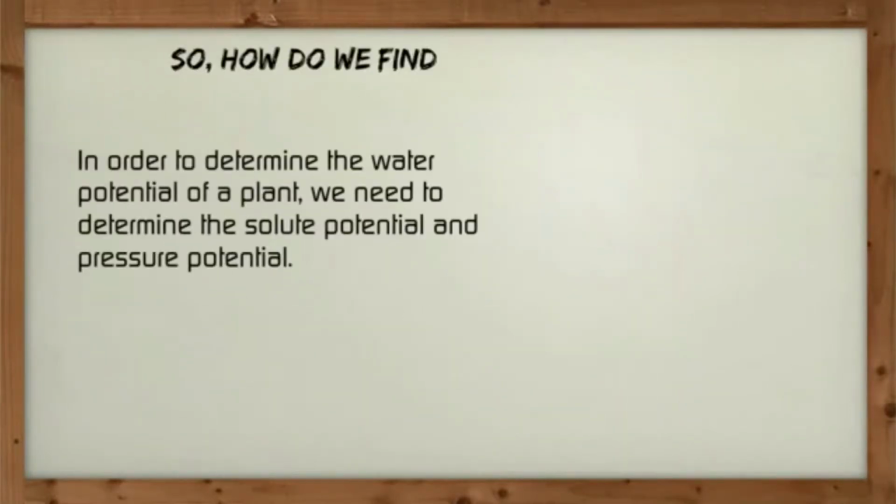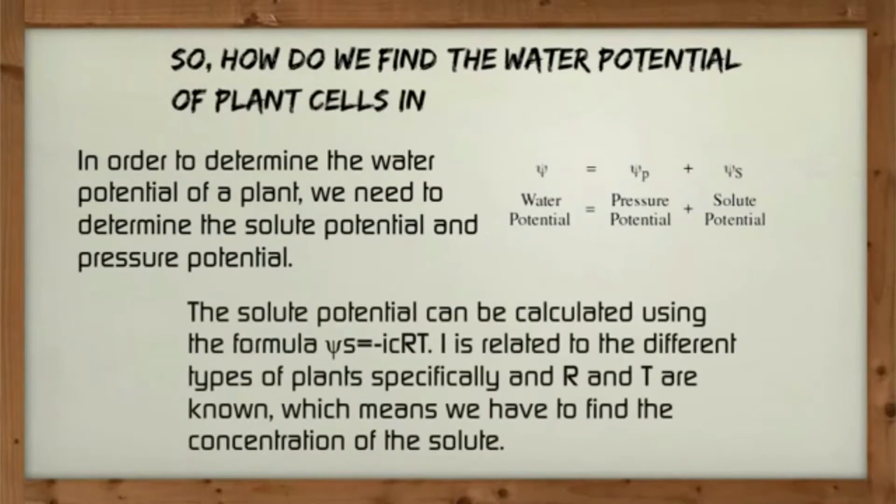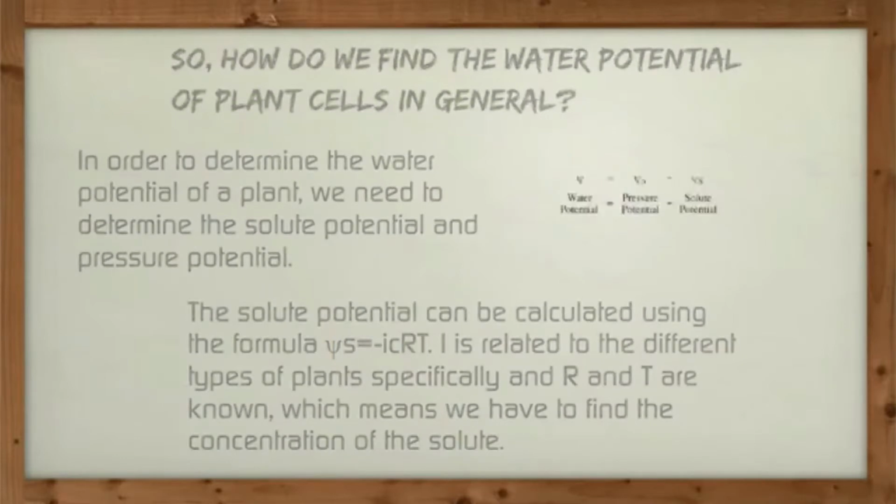So, how do we find the water potential of plant cells in general? In order to determine the water potential of a plant, we need to determine the solute potential and pressure potential. The solute potential can be calculated using the formula psi s equals negative iCRT. i is related to the different types of the plant specifically, and R and T are known, which means we have to find the concentration of the solute.